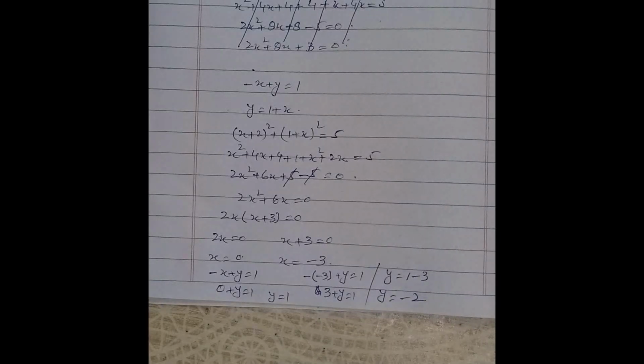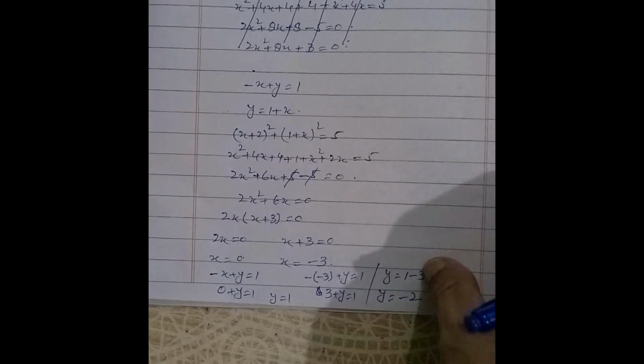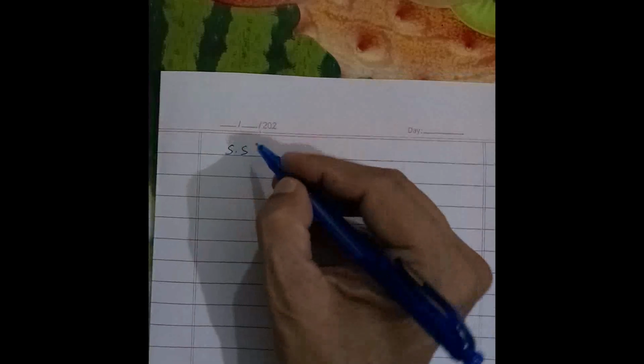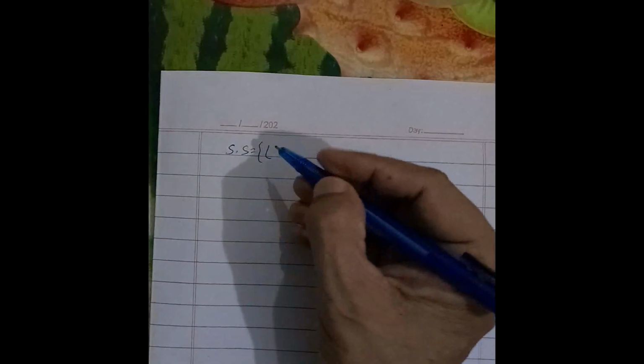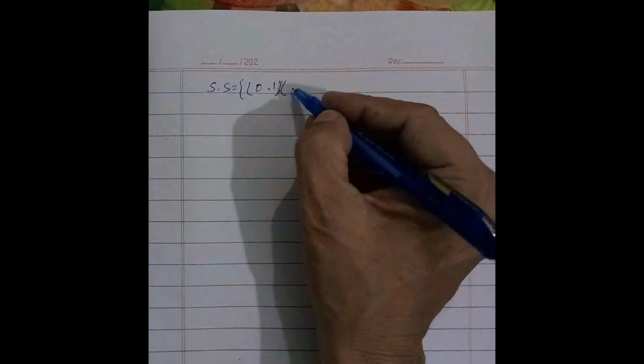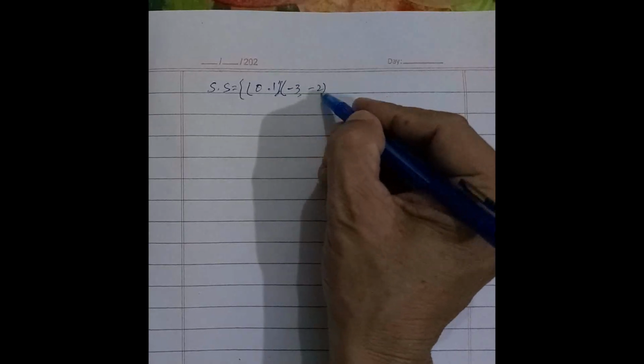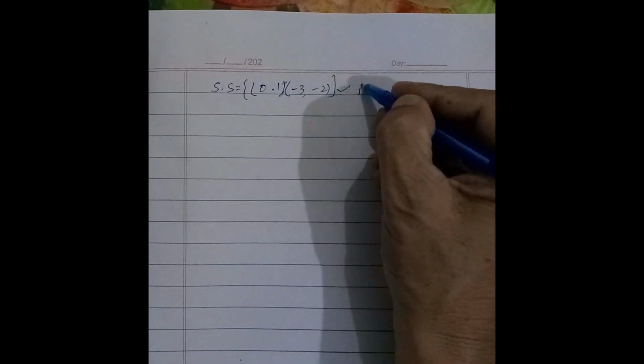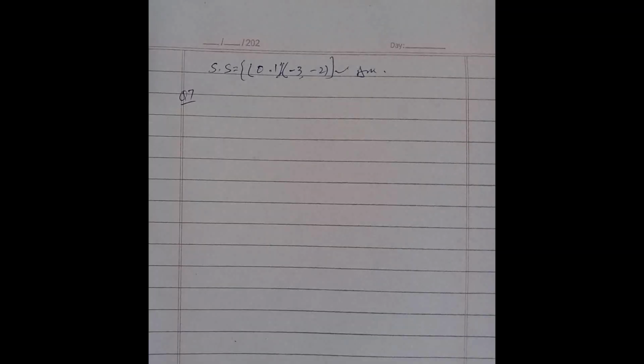So we get the two values of x and y, and the solution set is x is 0 and y is 1, x is minus 3, y is minus 2. And this is the third method to solve the values of x and y.